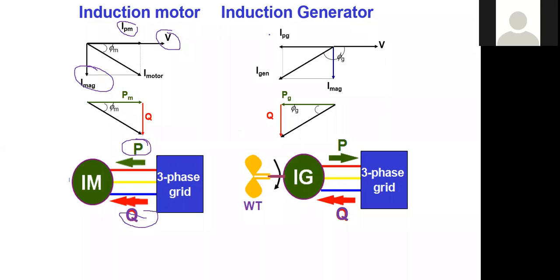Coming to the generator mode of operation, the real power should be opposite to the direction of the motoring mode, but the reactive power direction is the same. So here now the generator current is indicated here. So that means the real power direction will be opposite. This we need to understand with respect to the usage of the induction generators in wind driven applications.